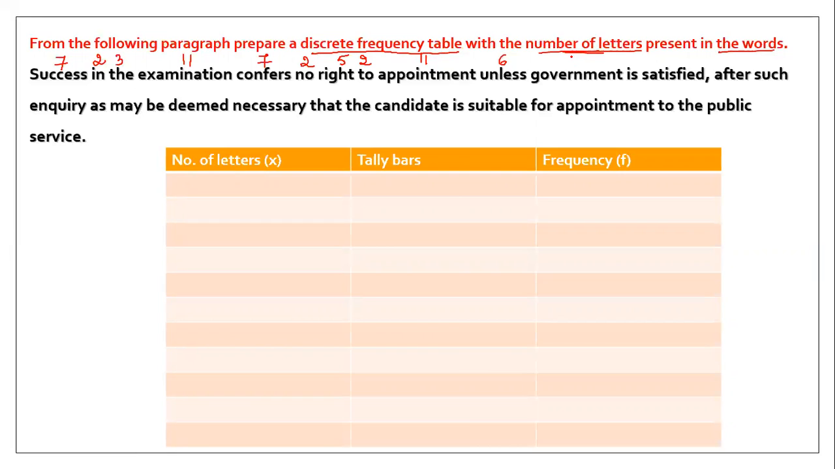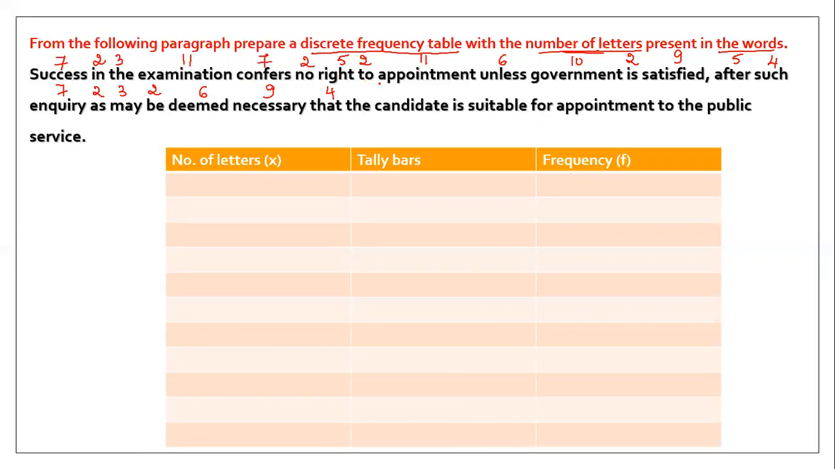Unless 6. Government we have 10 letters. 2. Satisfied we have 9, 2, 4, 6, 8, 9. After we have 5. This we have 4. Inquiry we have 1, 2, 3, 4, 5, 6, 7. We have 7 letters. 2, 3, 2. Deemed we have 6. Necessary we have 9.